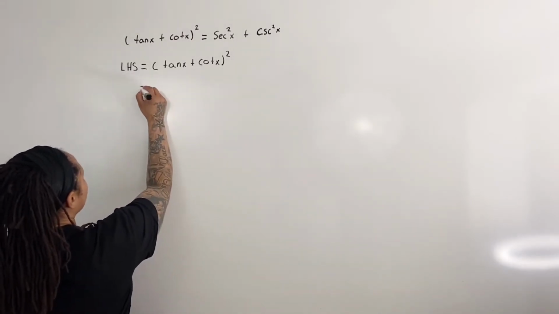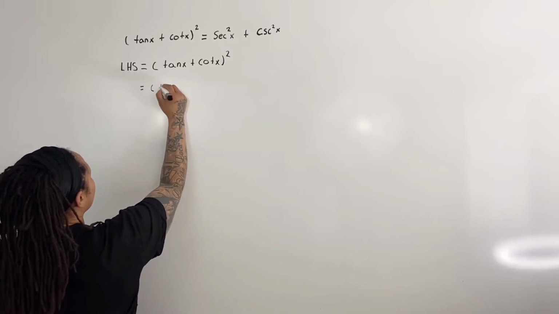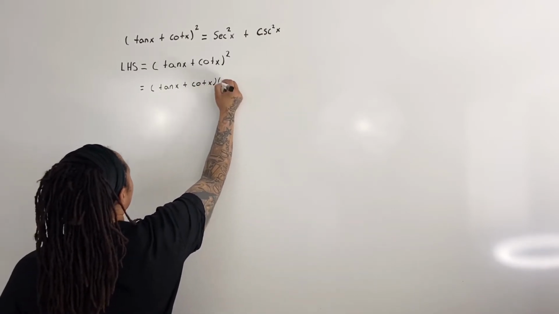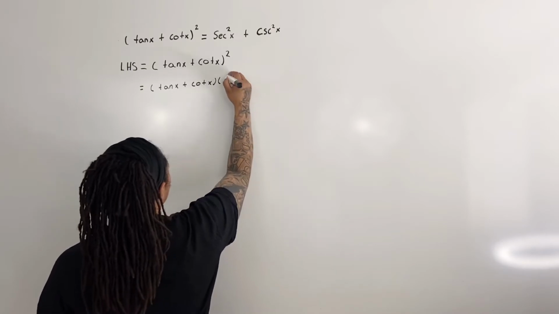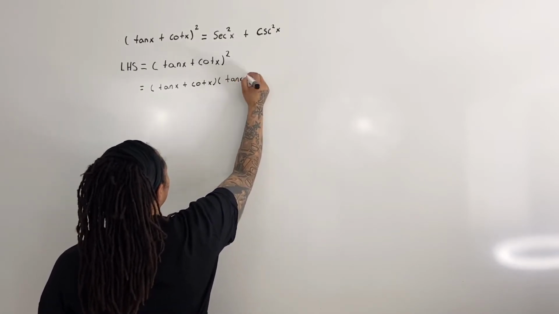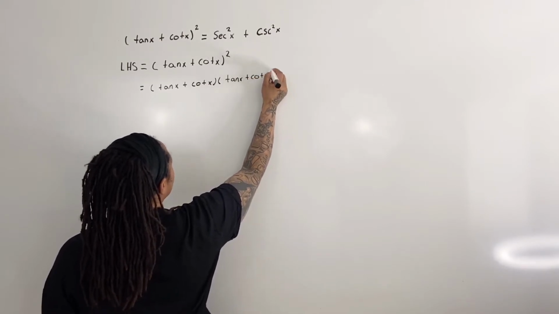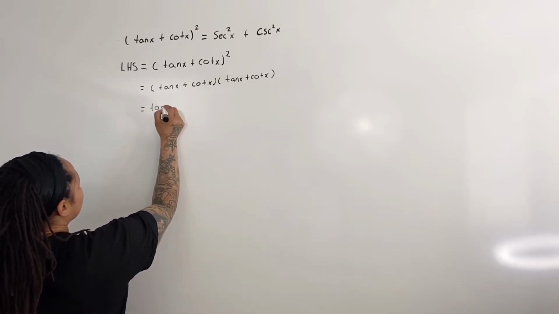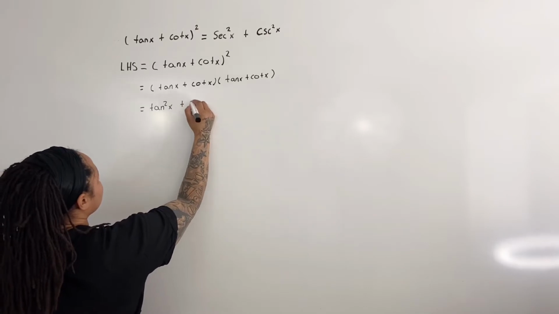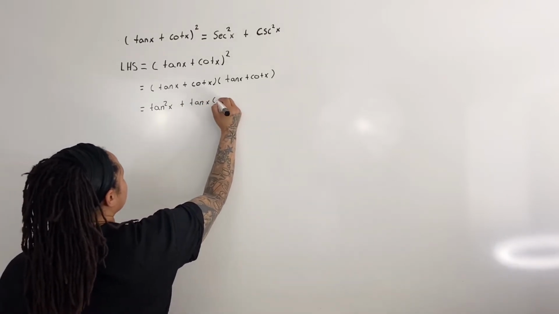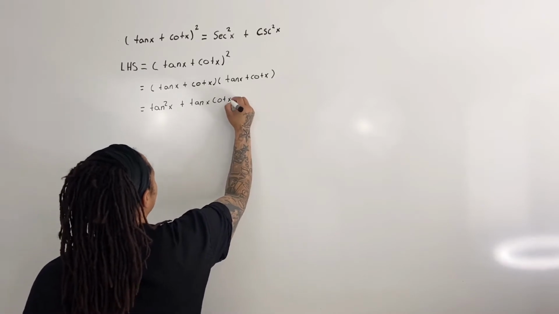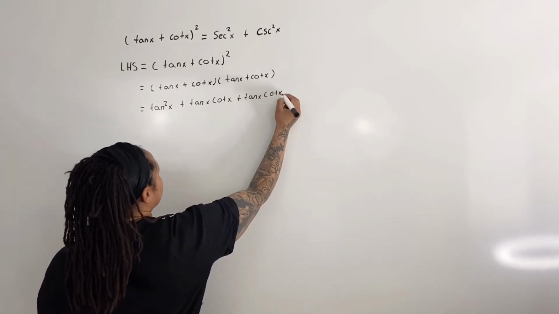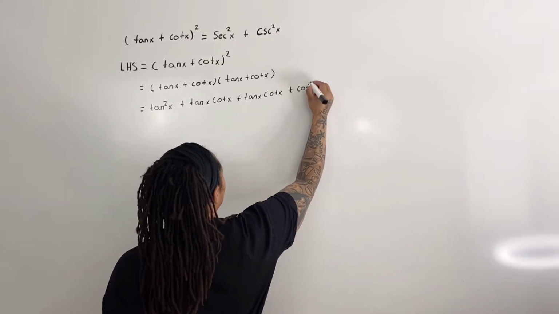So this is equal to (tan x + cot x), I'm just rewriting it so we can set it up for FOIL, times (tan x + cot x). So if I apply FOIL, we have tan^2 x plus tan x cot x plus tan x cot x plus cot^2 x.